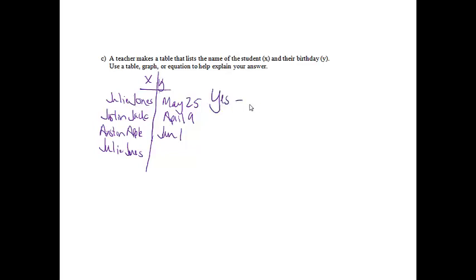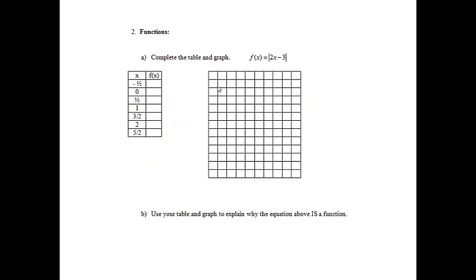And I'm just going to say each student has exactly one birthday. Right? We could say every input has exactly one output as well. Okay, number 2, functions. Complete the table and graph. So this is going to be just some function practice.